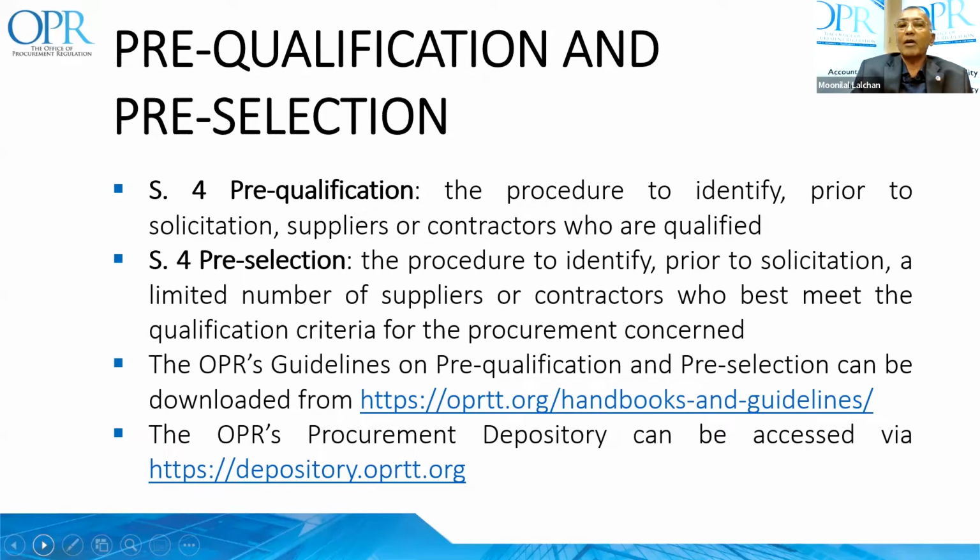So in other words, if you have 100 pre-qualified suppliers and contractors, a public body can identify the methodology that they will use to pre-select from that 100 and limit it to, let's say, 10 or 15. And you must state clearly what you have used to pre-select from the list of pre-qualified contractors. Those guidelines are for pre-qualification and pre-selection, and the depository can be accessed through those links.